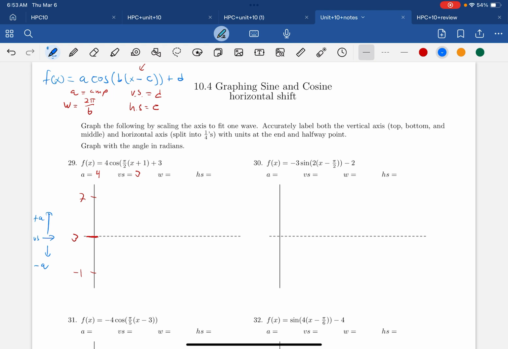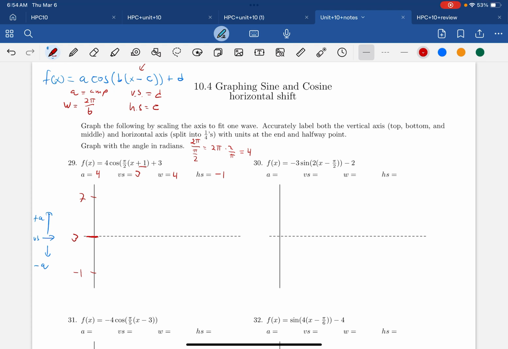Wavelength. Okay, let's do wavelength now. Well, wavelength equals 2 pi divided by your b, which is pi over 2. Actually, I'm going to take this and move it up here. Well, that's actually 2 pi times 2 over pi, right? Instead of dividing by a fraction, let's multiply by the reciprocal, and this gives us 4. So our wavelength is 4. And then the horizontal shift, again, is the opposite, so it's -1. So here's our horizontal shift, but remember, it's opposite.